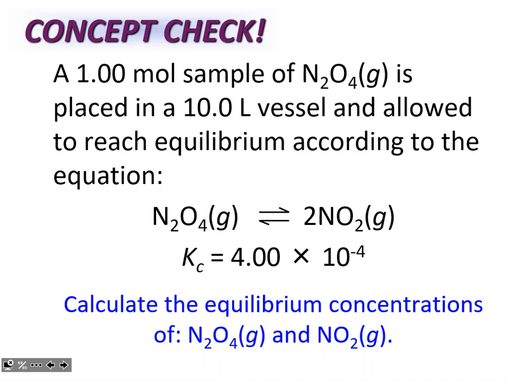All right, looking at this particular concept check, the dinitrogen tetroxide and the nitrogen dioxide there, what is the main thing that's different here from the previous problem?